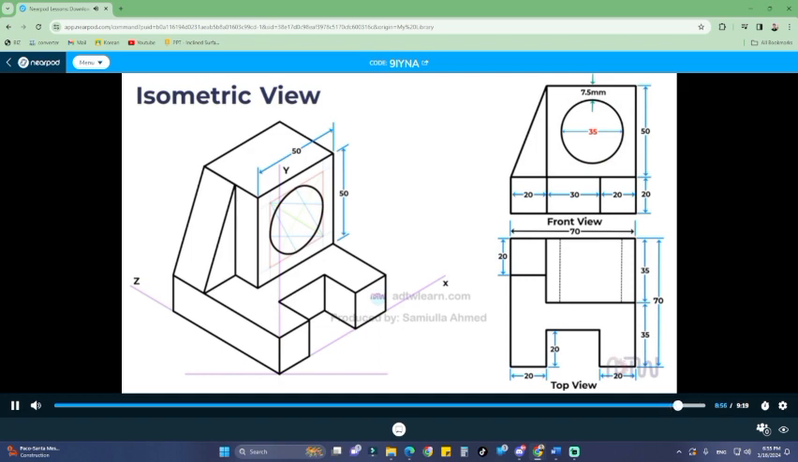After this, do the dimensioning of the figure. This is the final isometric view of the object. I hope this tutorial helped to understand how to construct the isometric view of an object from its orthographic projections.